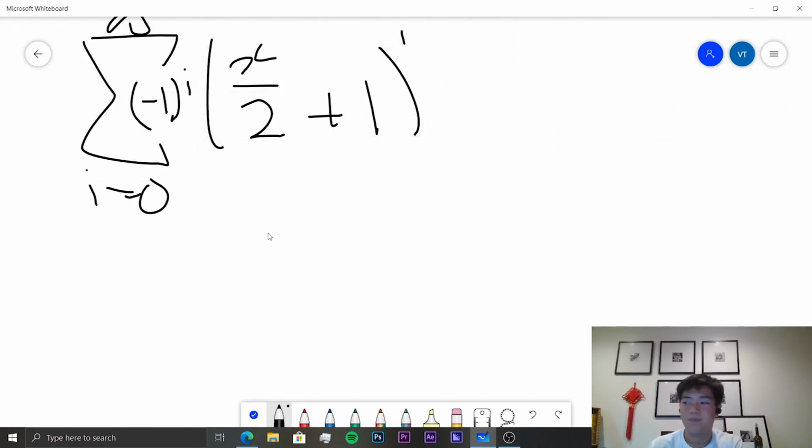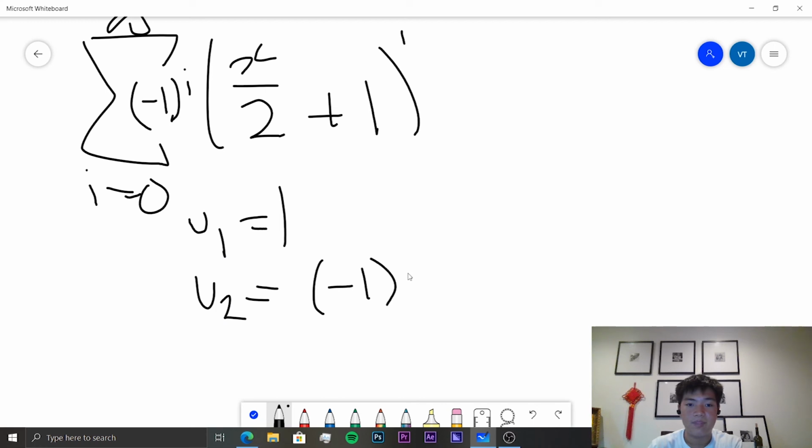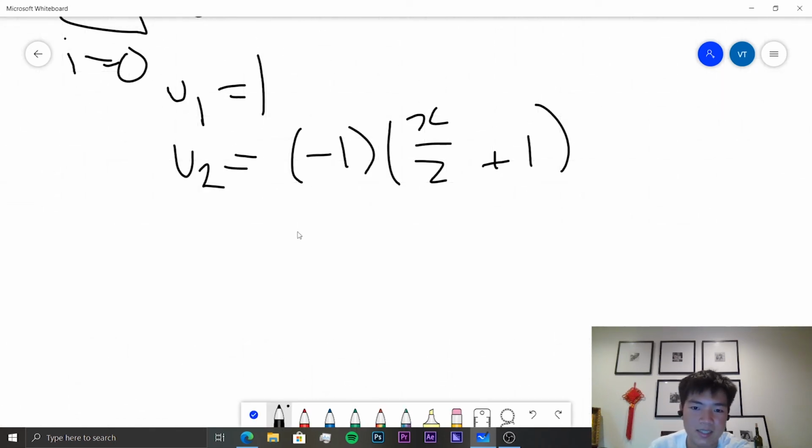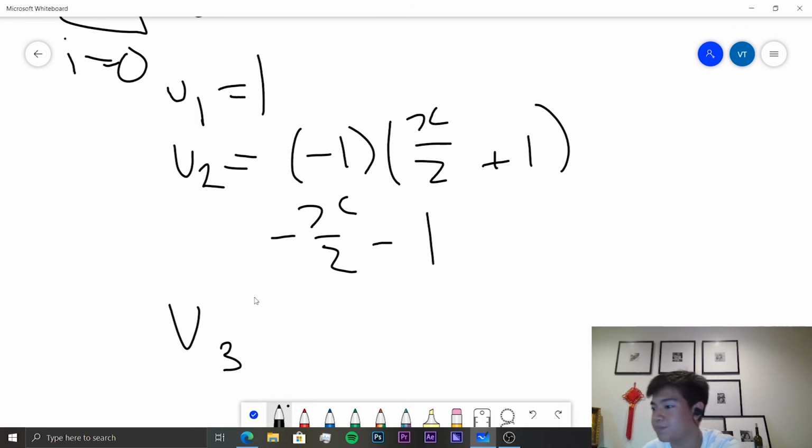The first term is pretty straightforward. Since i equals 0, the first term will simply be 1. So, we know our first term is 1. Our second term will be negative 1 times x over 2 plus 1. I guess we should expand it. So this would be negative x over 2 minus 1. So far, so good.